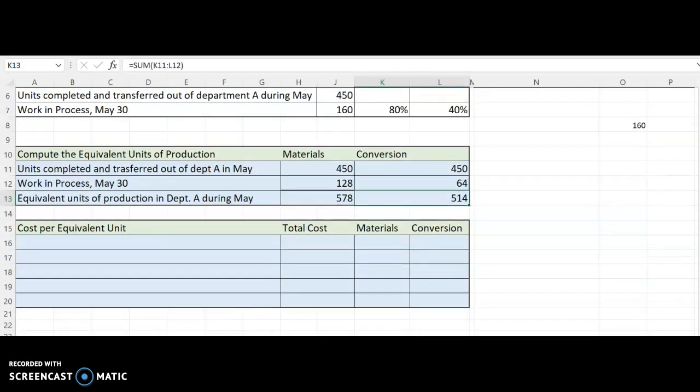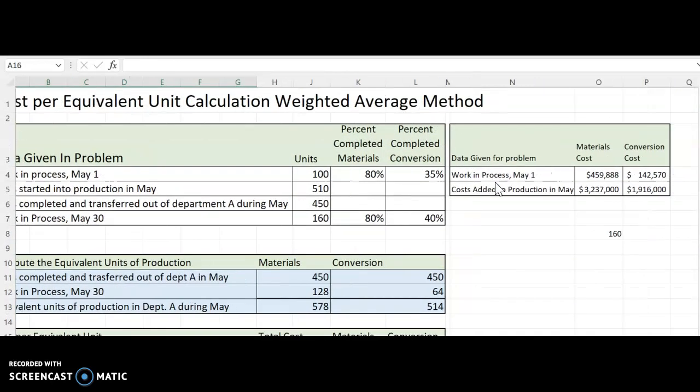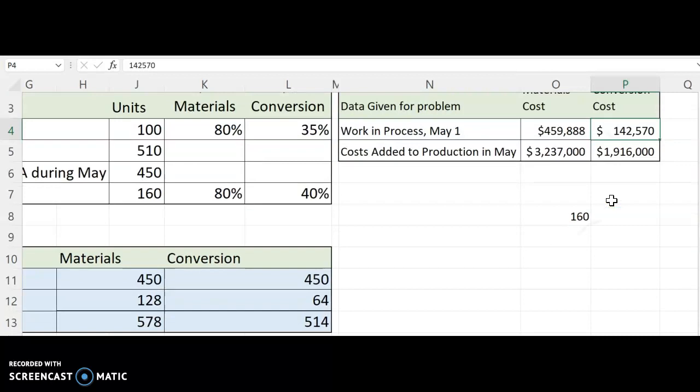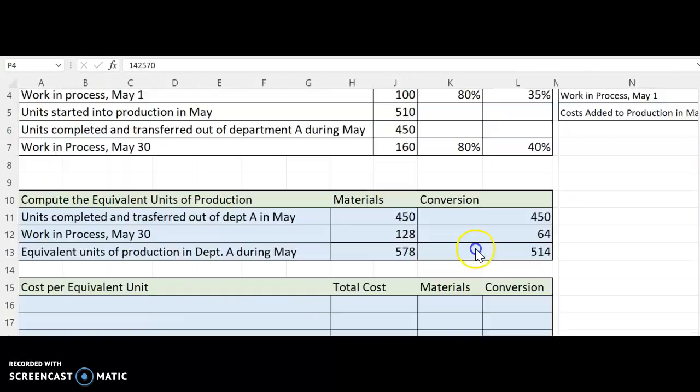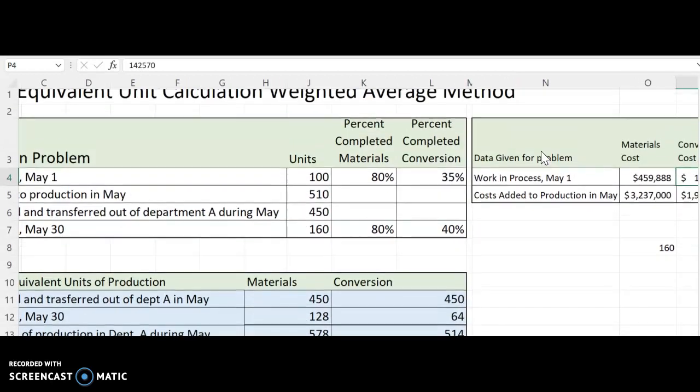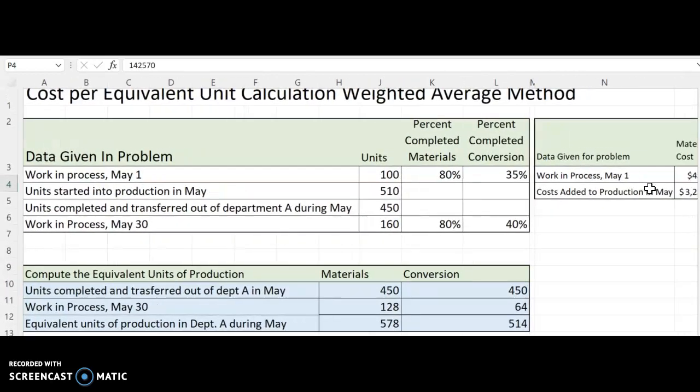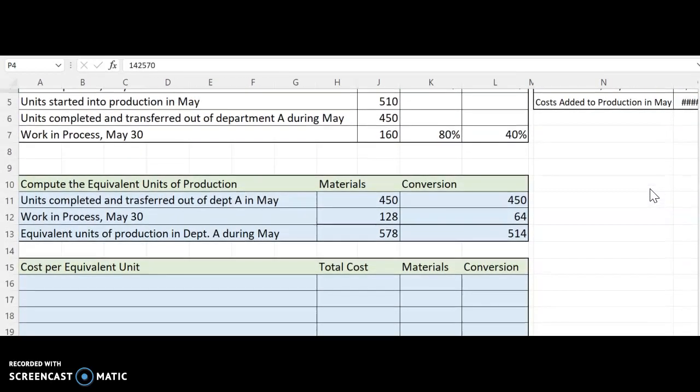Now we need to think about the dollar amount. So notice we are given the dollar amounts in the problem. We just need to figure out how to allocate these dollar amounts. What we need to do is figure out the amounts that are in work in process, how much we need to apply to work in process, and how much of those dollar amounts we need to apply for what was transferred out. Okay, so what we're going to do is look at these units here, the units completed and transferred, and then the unit amounts that are in work in process.